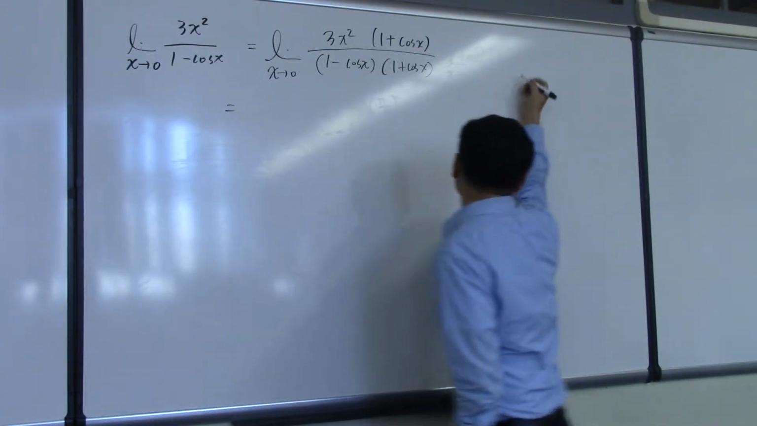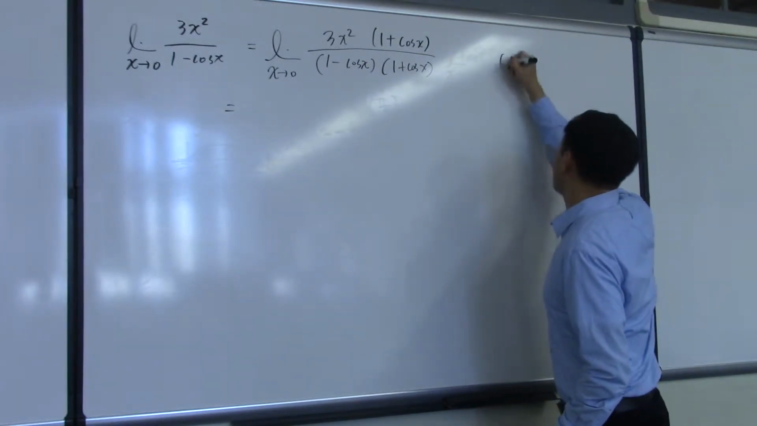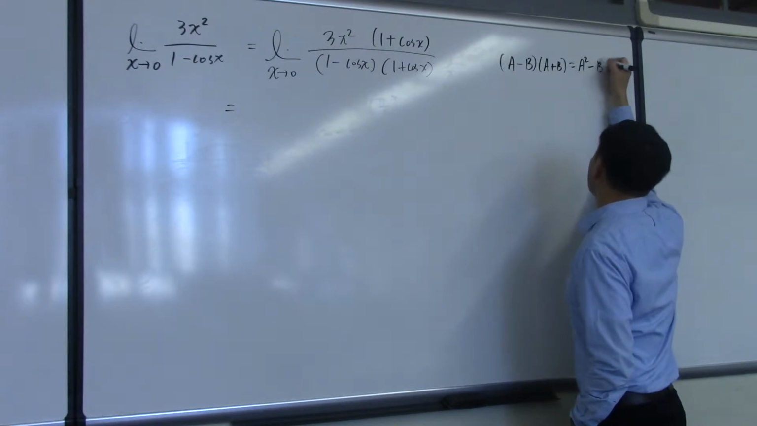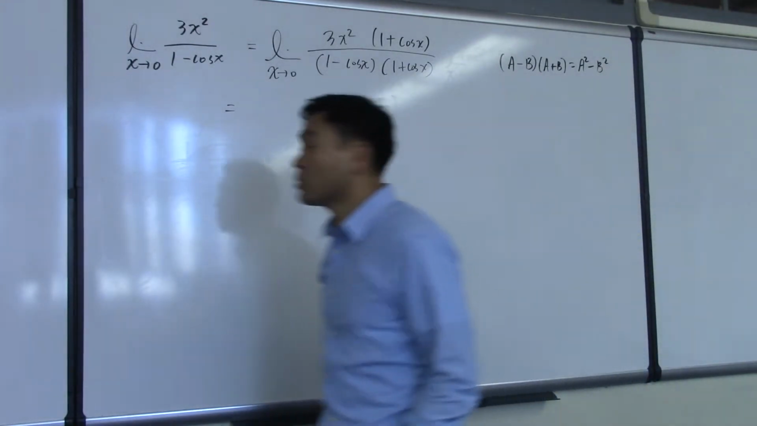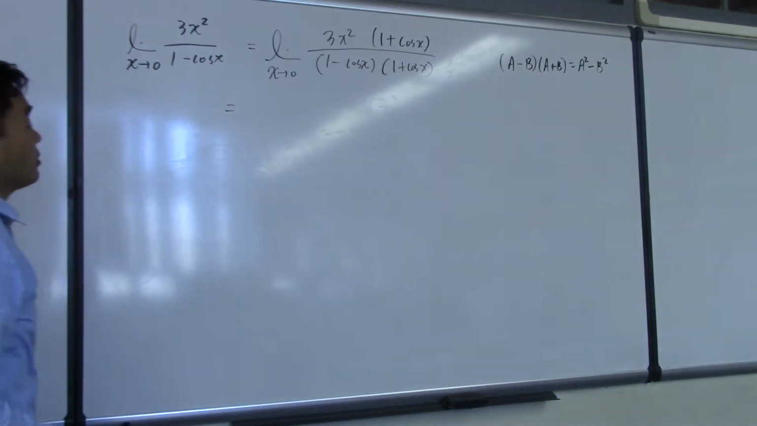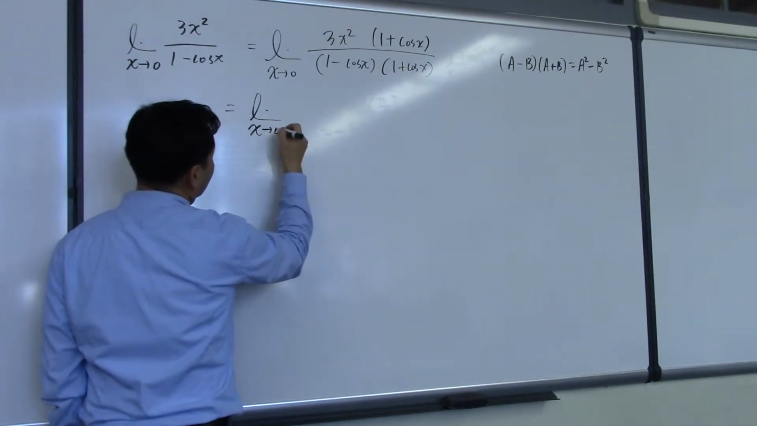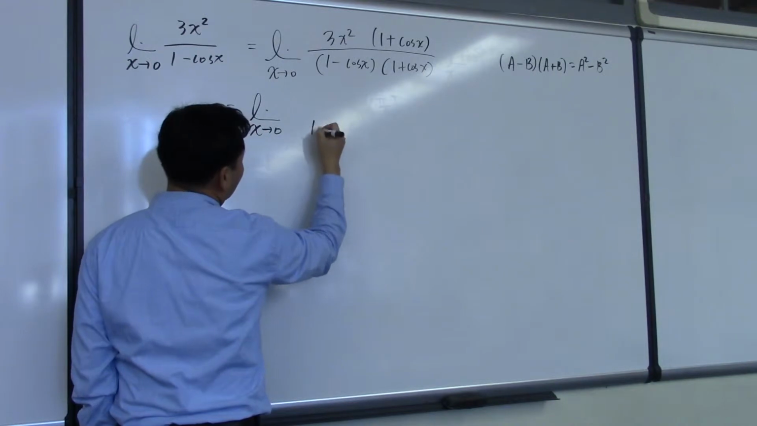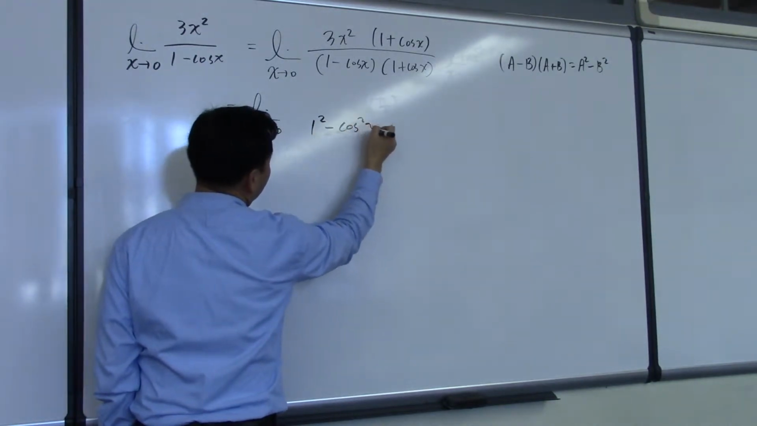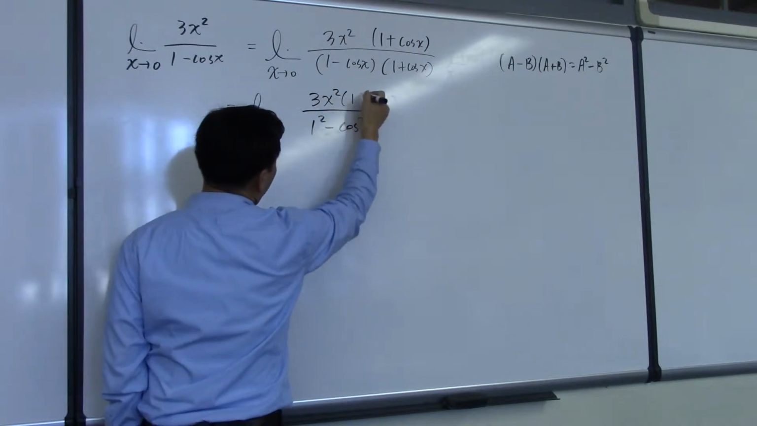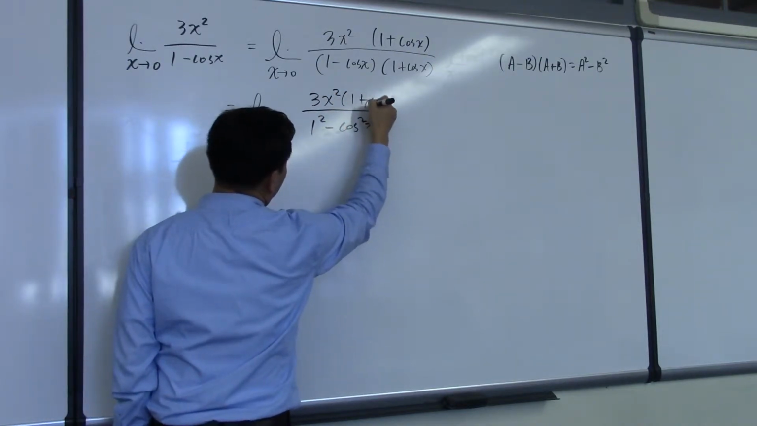Now for the bottom one, we can use a minus b times a plus b equal to a squared minus b squared, the difference of two squares formula. And that gives you limit x going to 0. The bottom one now becomes 1 squared minus cosine squared of x. The top one is still 3x squared, 1 plus cosine x.